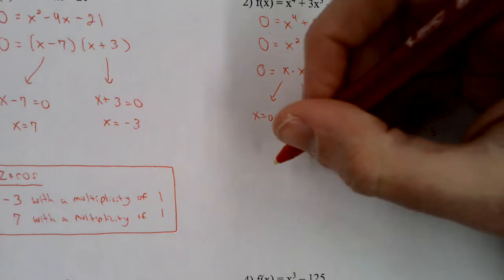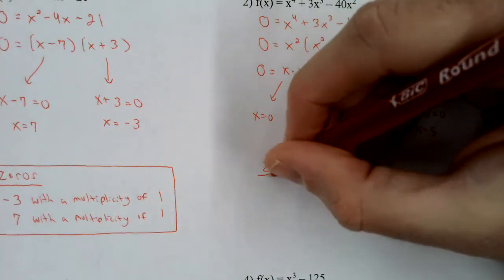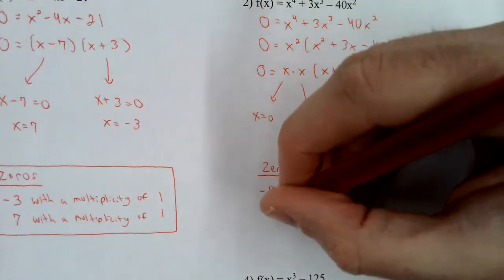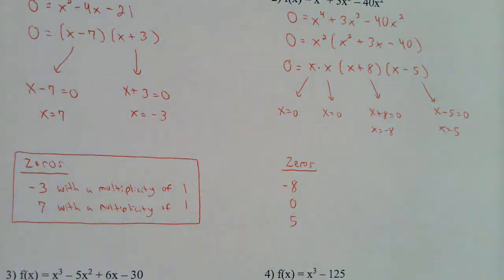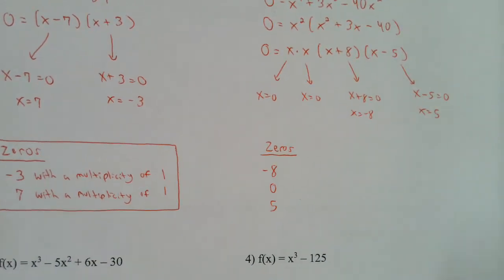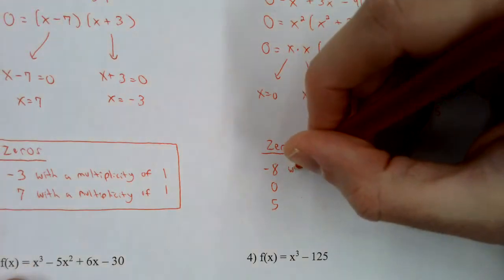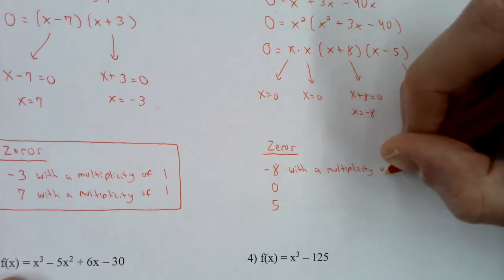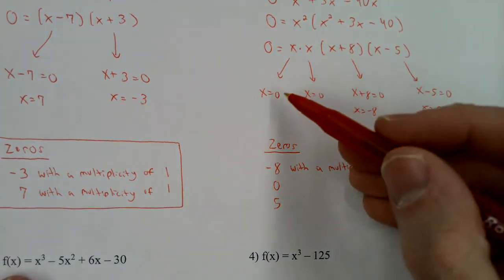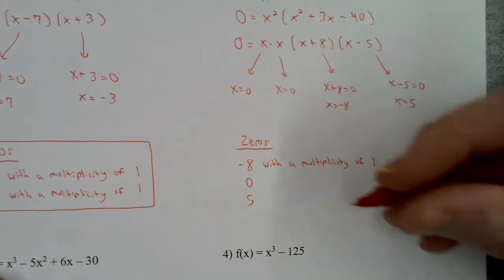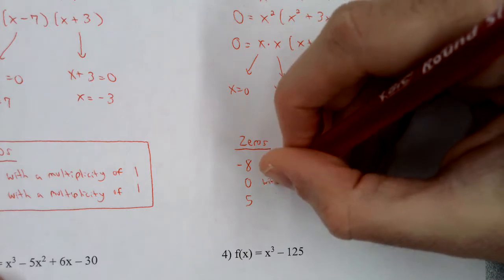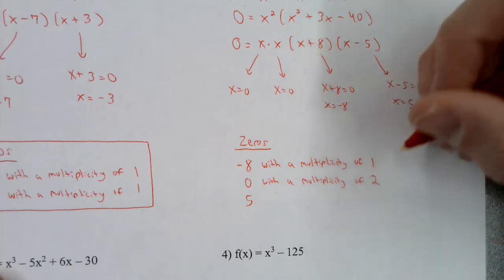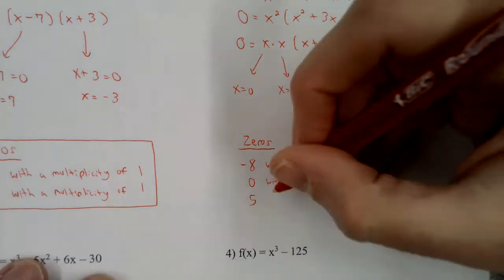So now for my zeros, or my answers, or my roots, or my solutions, we have negative 8, we have 0, and we have 5. Again, I usually tend to put them in order from smallest to biggest. Negative 8 has a multiplicity of 1 because it only occurs once. Zero has a multiplicity of 2 because it's occurring twice. And then you have 5 with the multiplicity of 1 because it only occurs once.